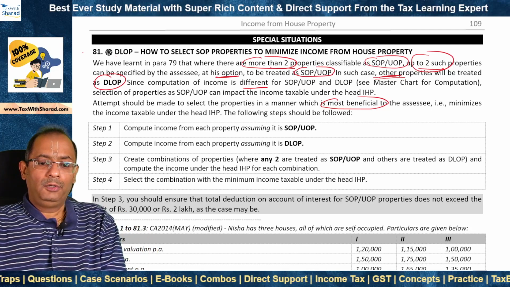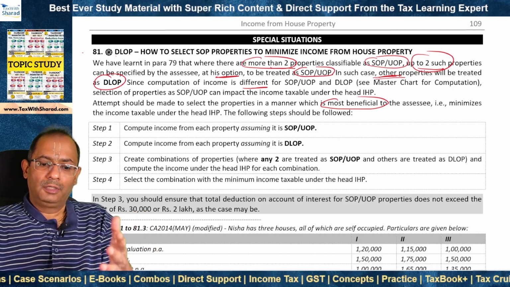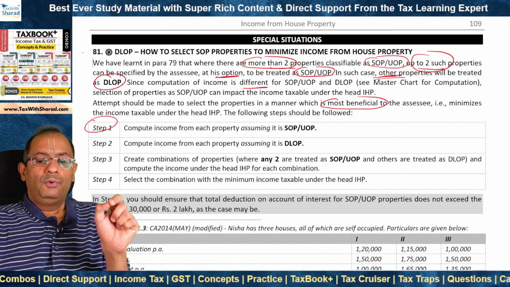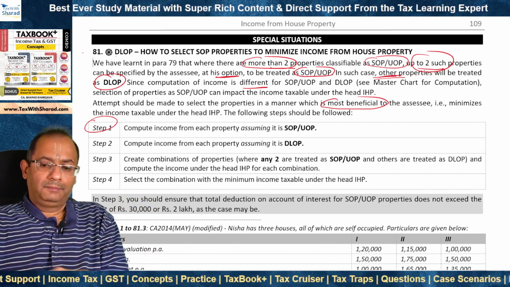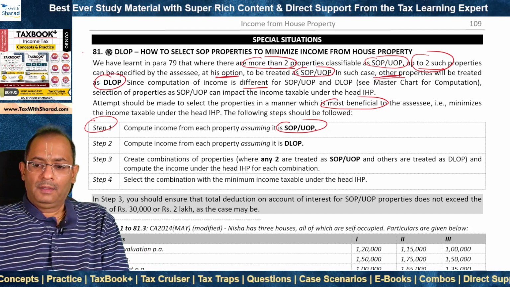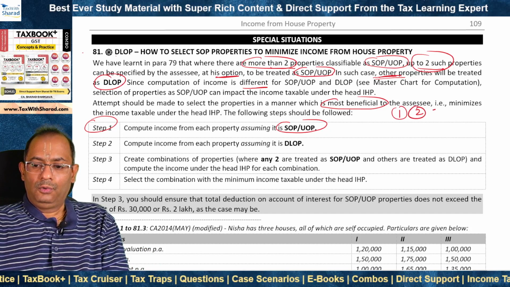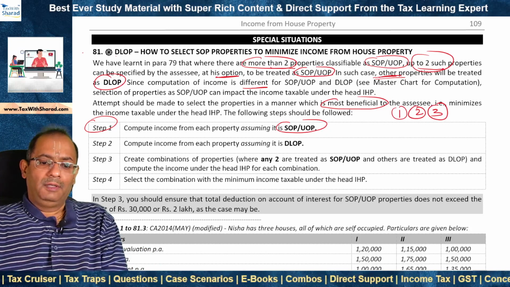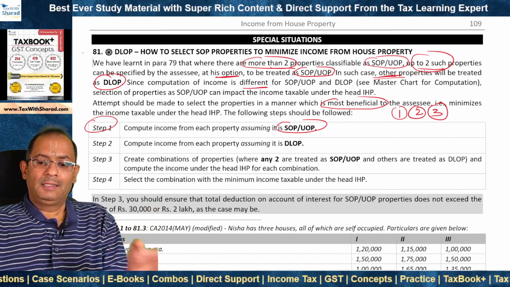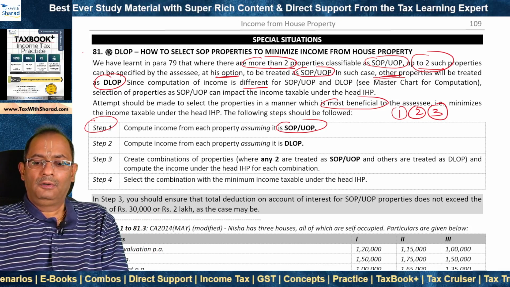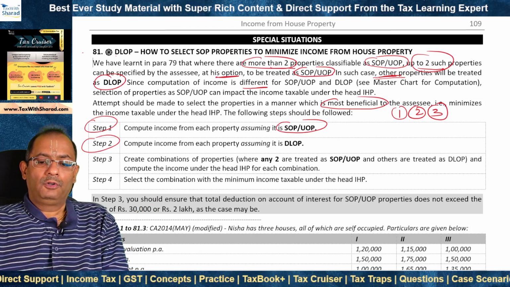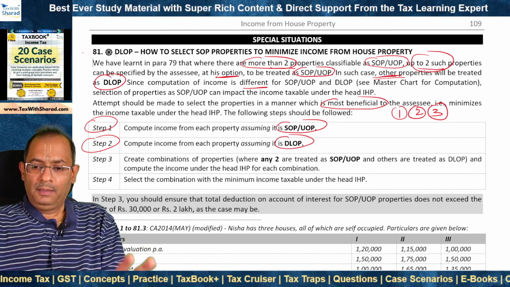And how do we do that? So basically, we can follow 4 steps. Step 1, compute income from each property, assuming it is SOP or UOP. So there are properties 1, 2, and 3, for example. In step 1, we compute income from each of 1, 2, and 3 property as if they are in the nature of SOP or UOP. Then in step 2, we compute income from each property assuming it is DLOP.